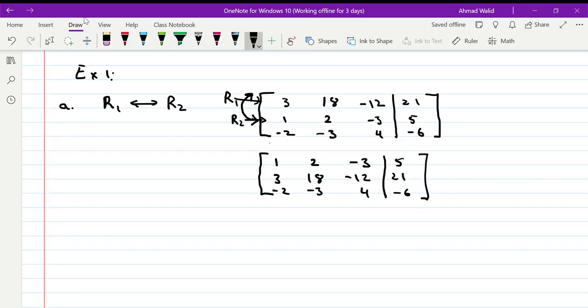This is how you interchange one row with another row. Where to use it? Soon I'll explain to you why we are doing this, correct? Soon I will explain it to you. Part B of this problem is giving you something like this.